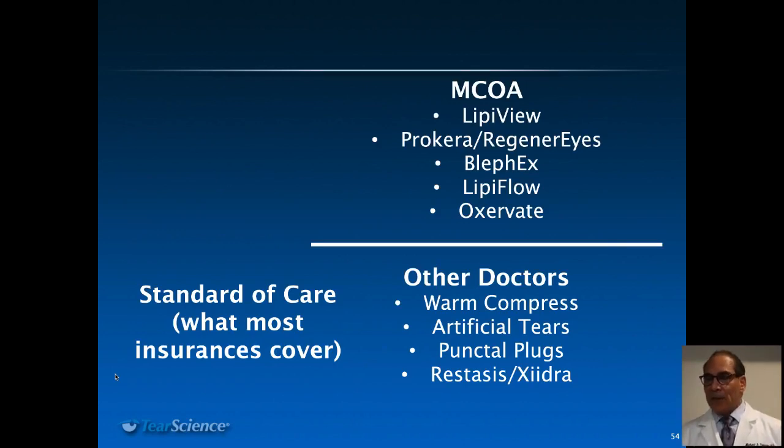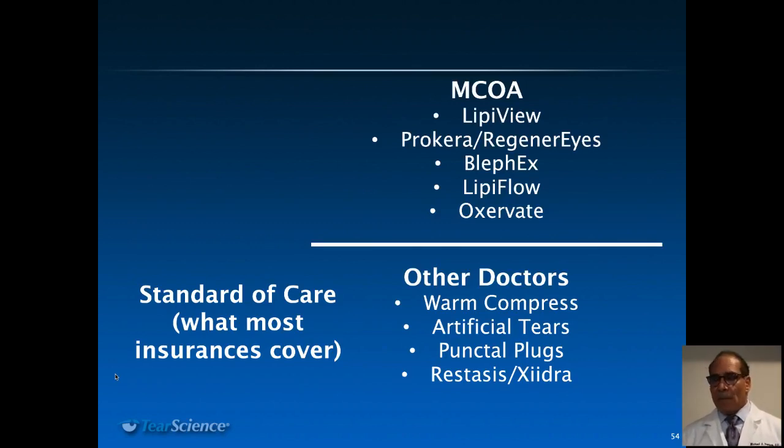Well, that to us is not sufficient. We know there are other treatments that are highly beneficial to patients. Some are covered, some are not. So on the little graph here, we have below the line what's the standard stuff that's done in the community and what we do at MCOA. So in addition to the standard, we also, of course, do the LipiView and the LipiFlow treatments, the Procera, the Regenerize, the Oxervate, those new medicines we talked about. We do the Blefex to remove all the crust off the lids. So there's a lot of other treatments that we offer here beyond what the standard of care is.